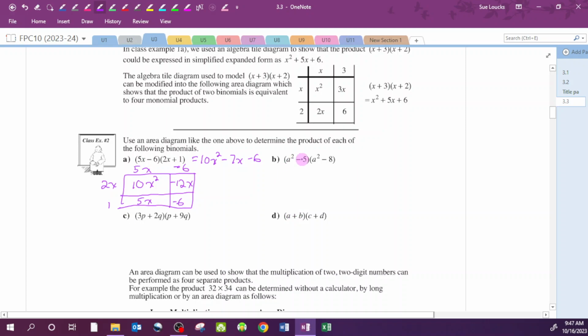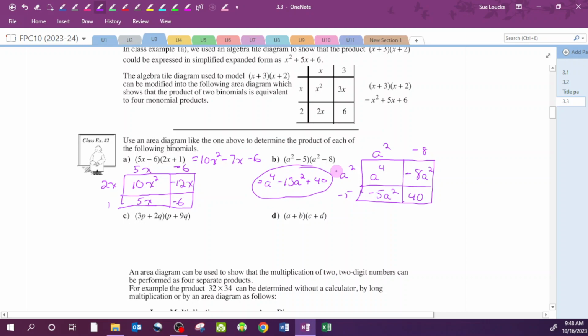This one, we'll do the same thing. I'm going to draw it over here where there's a little bit more space. I have a squared and minus 8 and a squared and minus 5. So this is going to be a to the 4 minus 8a squared minus 5a squared and plus 40. So this equals a to the 4 minus 13a squared plus 40. That's my product when I multiply those two things together.